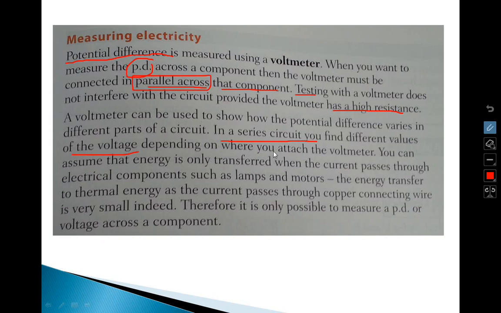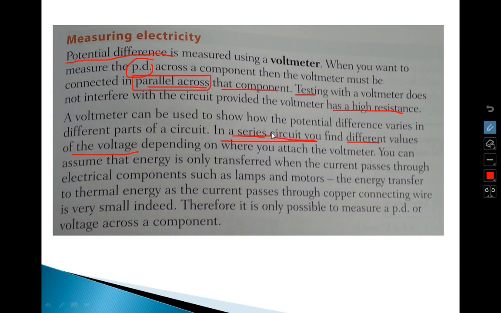It depends on where you attach the voltmeter. So in a series circuit, when the components of the circuit are connected in series, you find different values of voltage depending on where you attach the voltmeter. But what do we have in a series circuit?